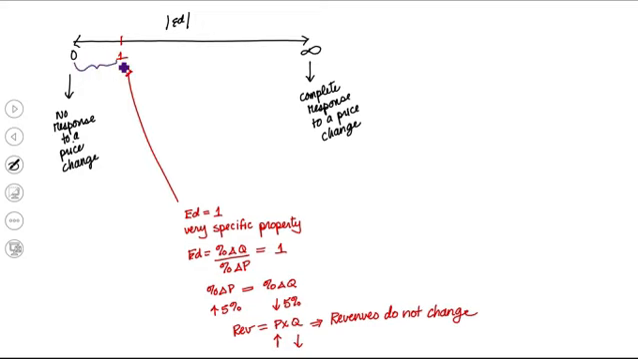Anything in this region, 0 to 1, we call inelastic. So 0 to 1 is the inelastic region. And by inelastic, we're saying that we are less price sensitive. Between 1 and infinity, we call this the elastic region, meaning we are more price sensitive.